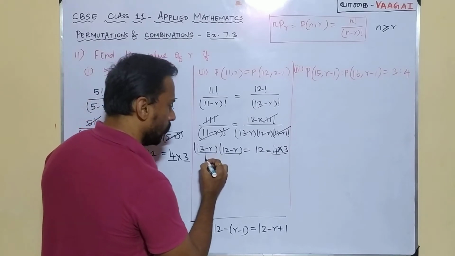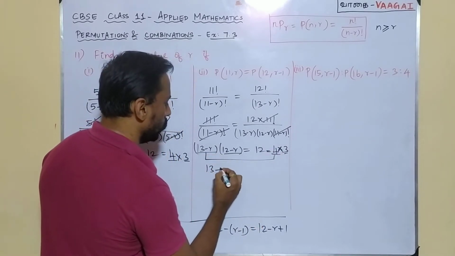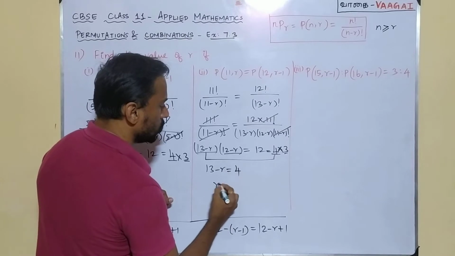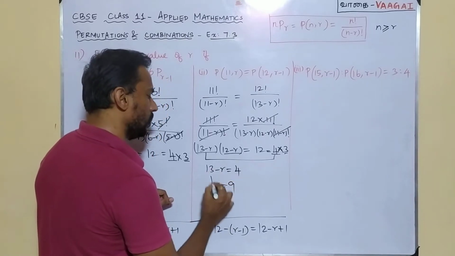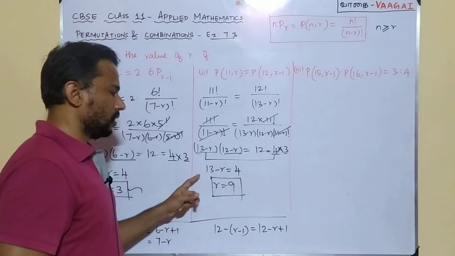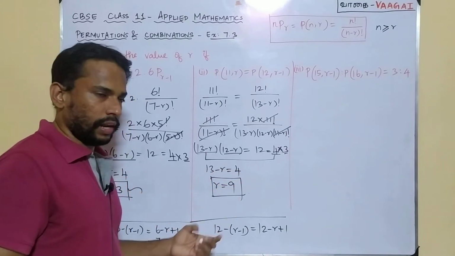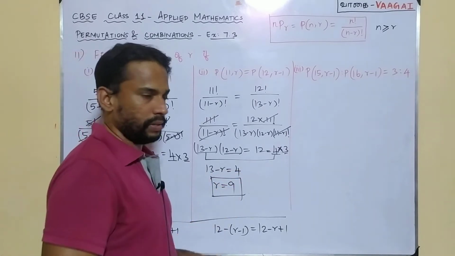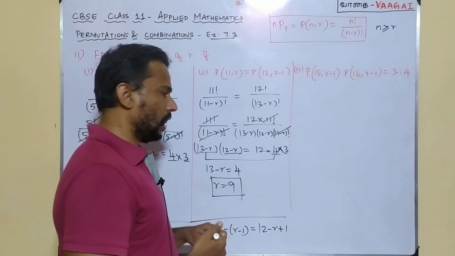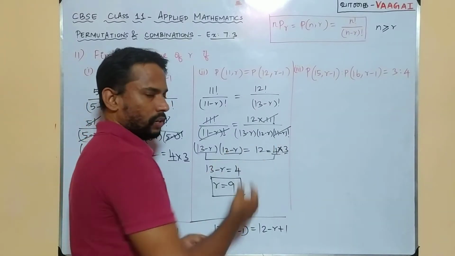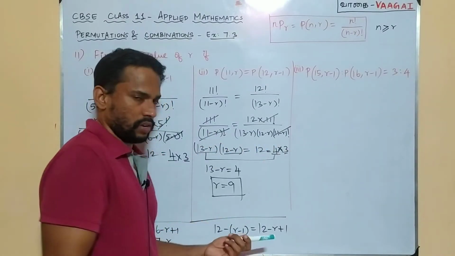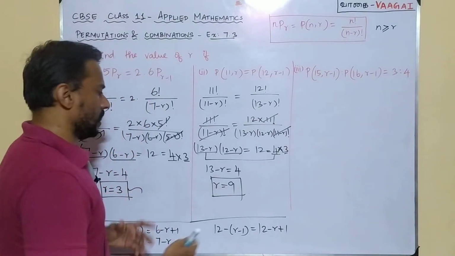So I can compare this 13 minus r with this 4. So once I do it, I will be getting 13 minus r equal to 4. So r is equal to 13 minus 4, which will be equal to 9. Is it or not? Because 13 minus 4 you do, you will be getting r equal to 9 only, right? So r is equal to 9 is going to be the answer. And however, even if you compare 12 minus r is equal to 3, you will end up with the same value r is equal to 9.